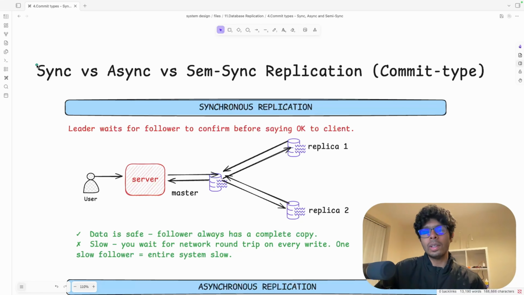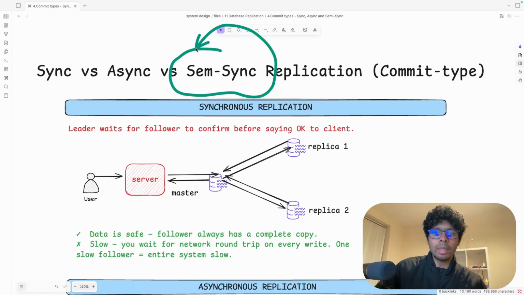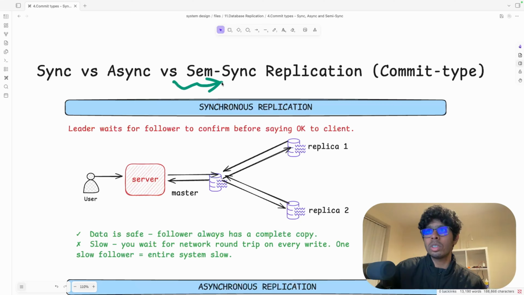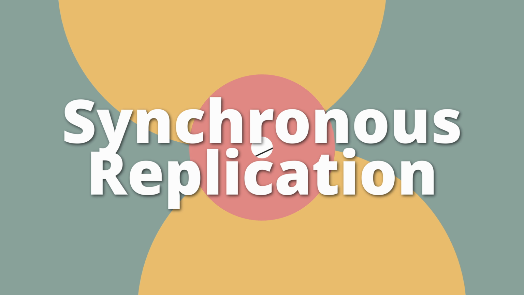First of all, there are three commit types in data replication. The first one is synchronous, the second is asynchronous, and the third one is semi-synchronous. Semi-synchronous is the one that we use mostly in our production. So first of all, let's discuss the synchronous replication type.